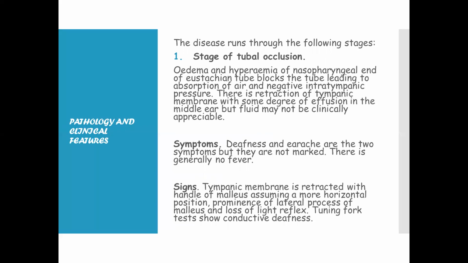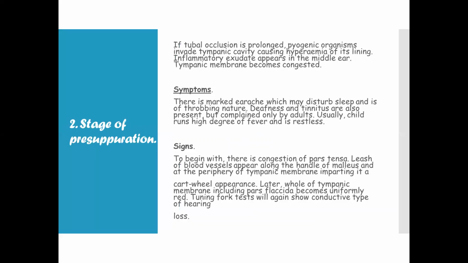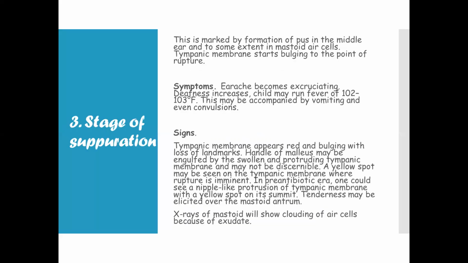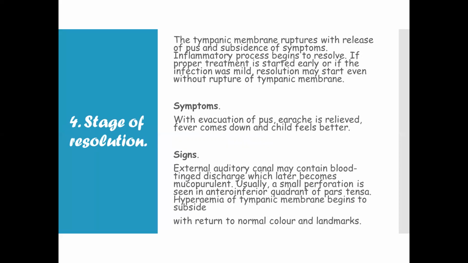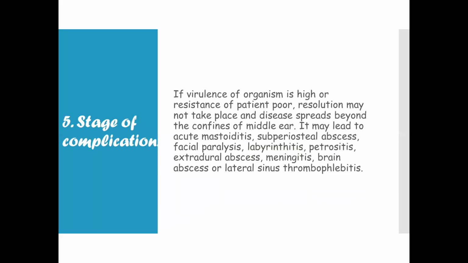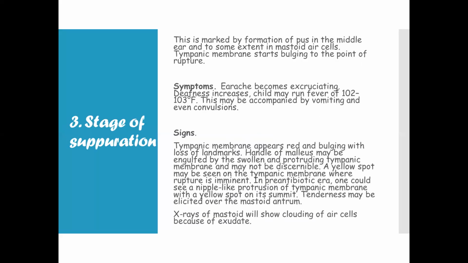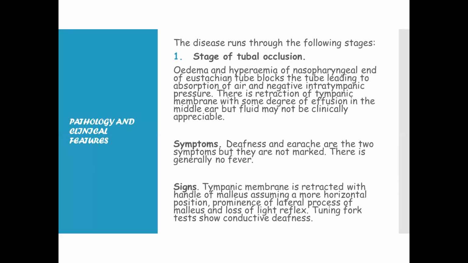So, what is the pathology and the clinical features? The disease runs through the following stages. Basically, what you need to know is the 5 stages. The first stage is the stage of tubal occlusion. The second stage is the stage of pre-suppuration. The third stage is the stage of suppuration. The fourth stage is the stage of resolution, and the fifth stage is the stage of complication. So, let's look at them in detail.